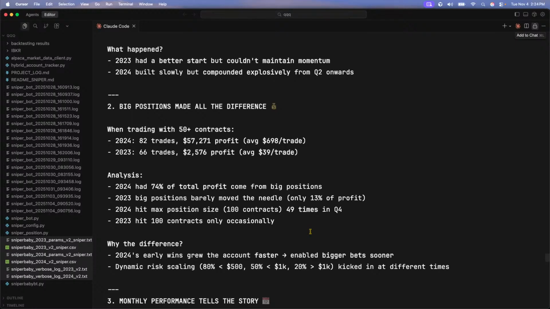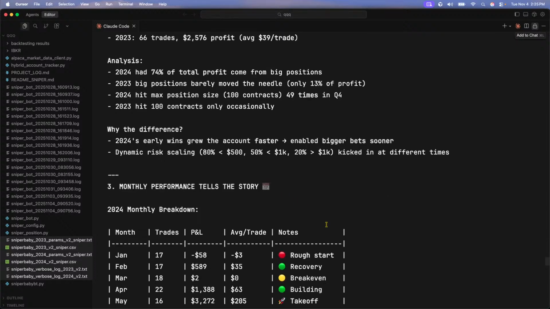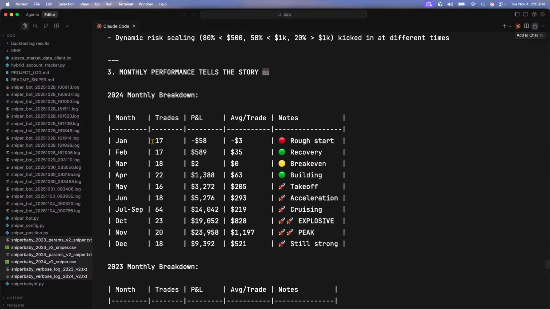2024 hit max position size, 100 contracts, 49 times in Q4. But 2023 hit 100 contracts only occasionally. Why the difference? 2024 early wins grew the account faster and enabled bigger bets sooner. The dynamic risk scaling, 80%, 50%, kicked in at different times. Monthly performance tells the story.